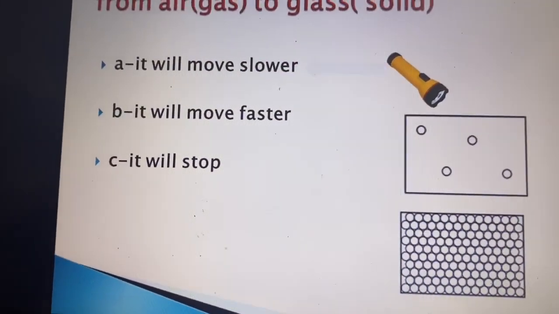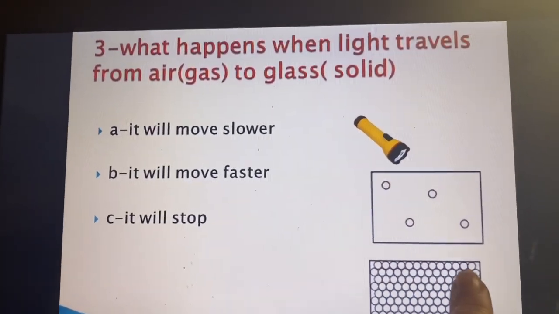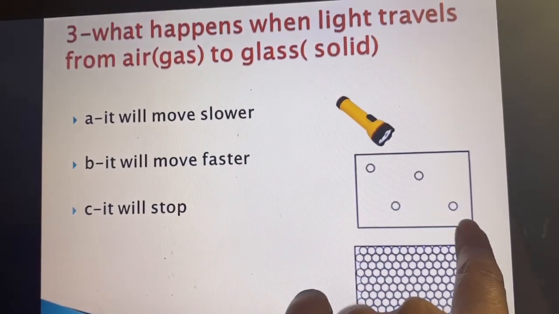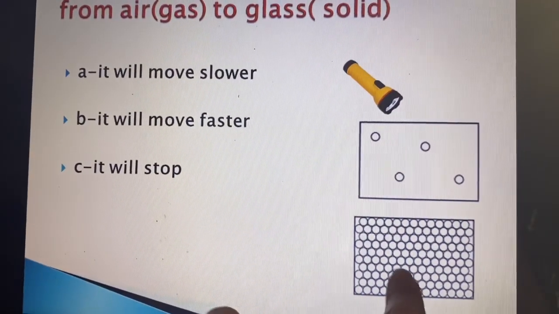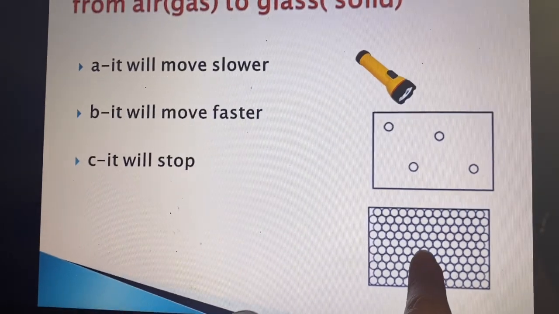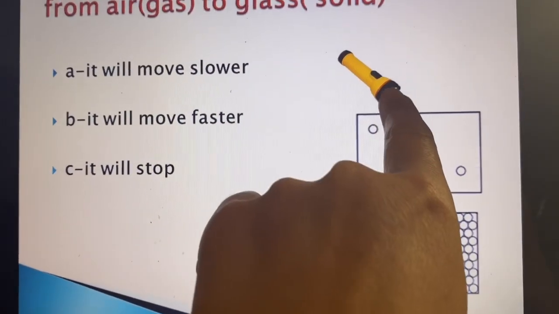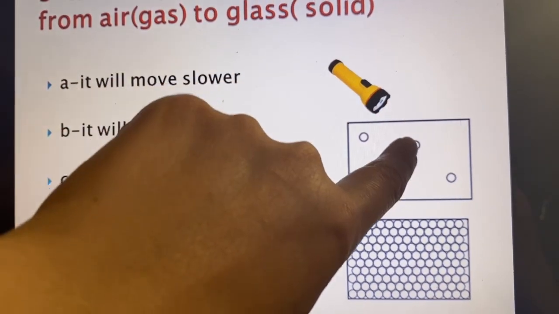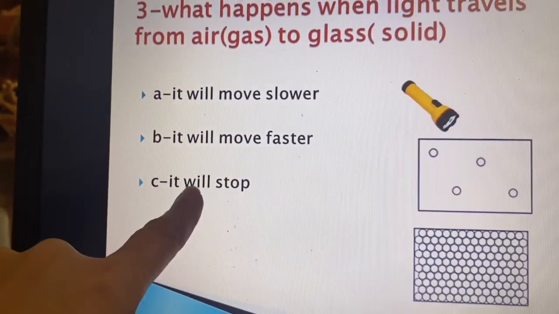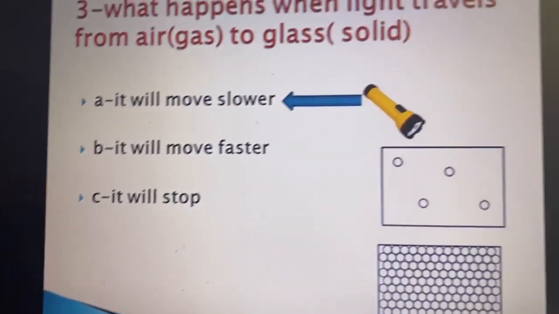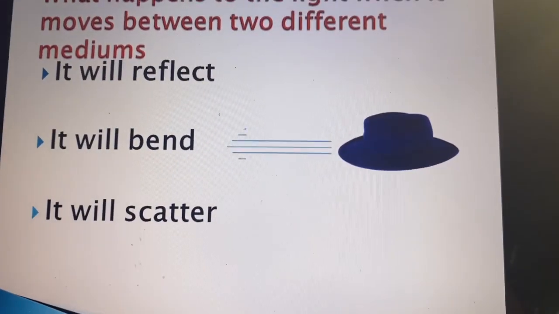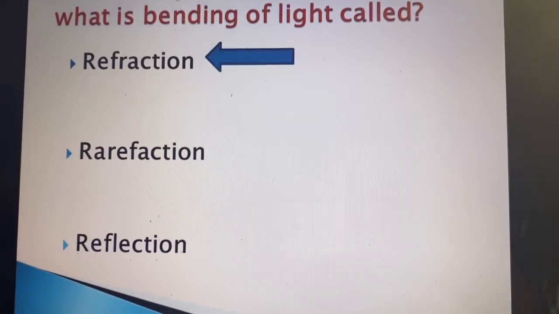Remember, when the light moves from air into solid, the particles in the air are far away from each other, while the particles in the solid are very close to each other. So when the light moves from air into, for example, glass, what will happen to it? Suppose you are moving and then you find something crowded. You will move slower or faster, or you will stop. You will move slower, also the same as the light. And this is called bending of light or refraction of light. We did this last time.